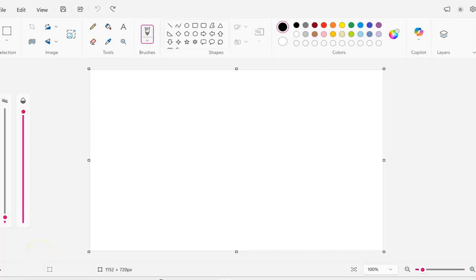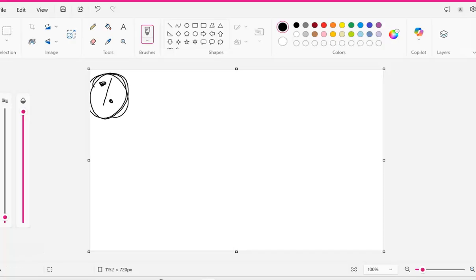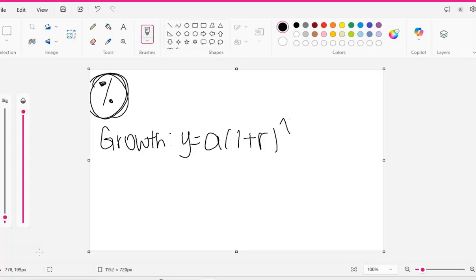In this video, I'm going to talk about exponential growth and decay. So exponential growth and decay is when something is increasing or decreasing by a percent. That's going to be key to this. So exponential growth always follows the same equation. Y equals, or you could see f of x, a parentheses 1 plus r to the power of x.